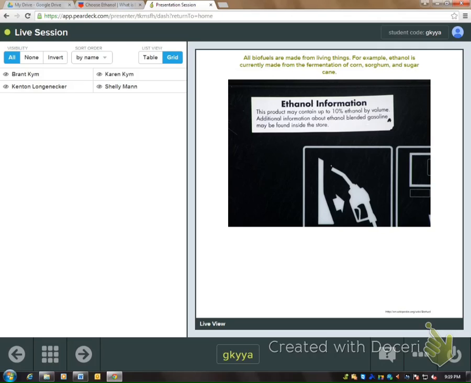Examples, especially in the U.S., is ethanol. And the ethanol is made from fermentation of corn. In other parts of the world, sorghum and sugarcane are popular for biofuels. And the most common thing people know about biofuels is the 10% ethanol in the gas tanks.